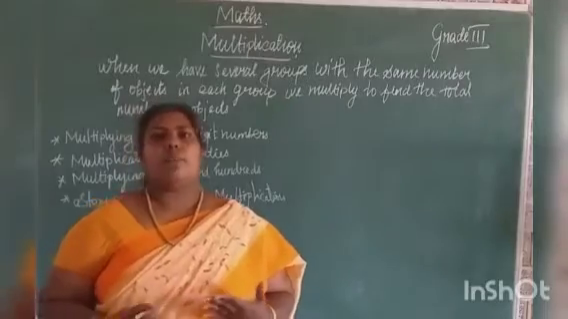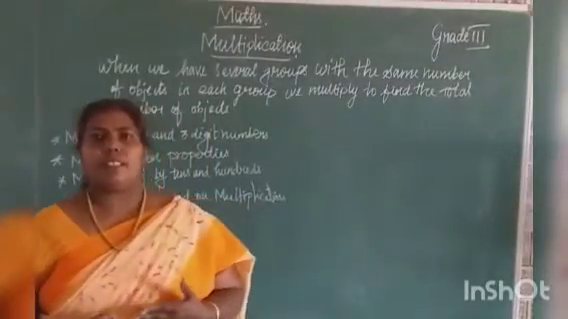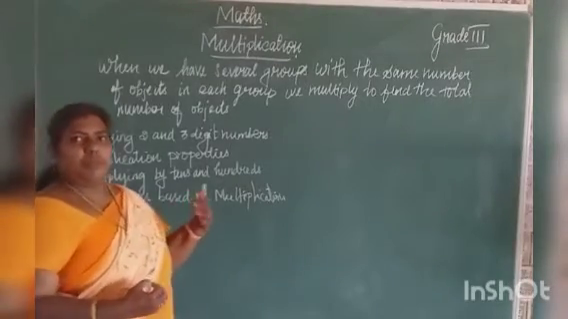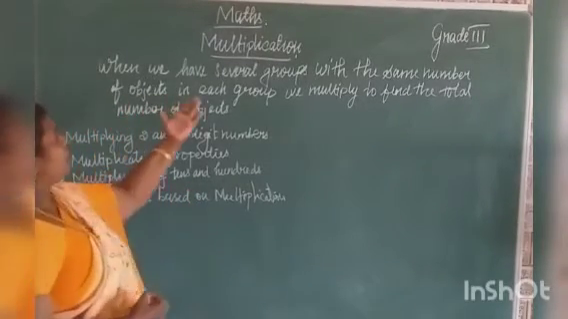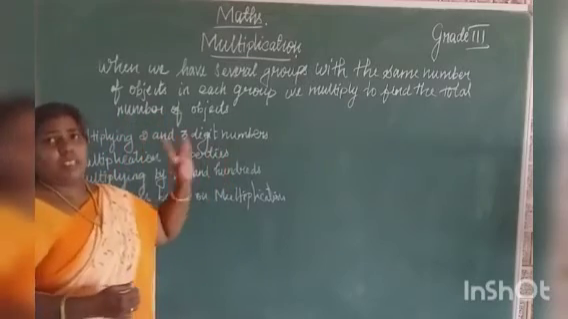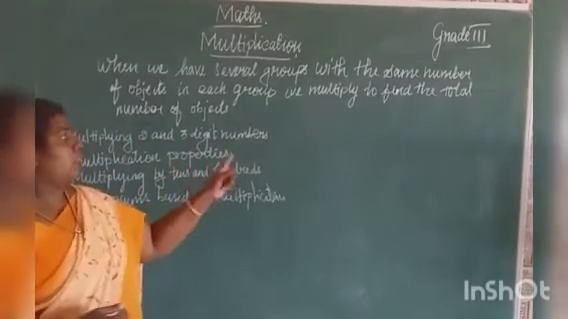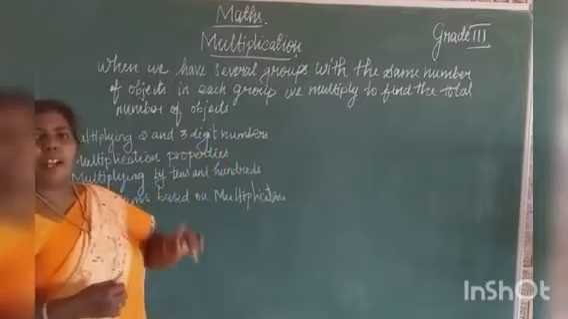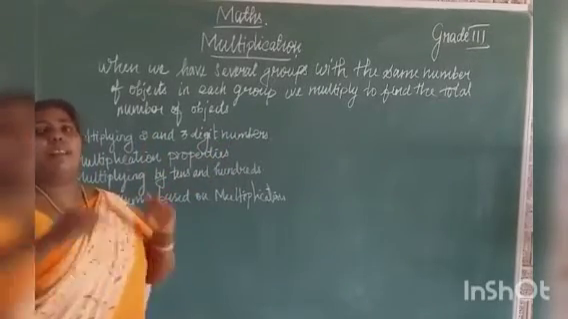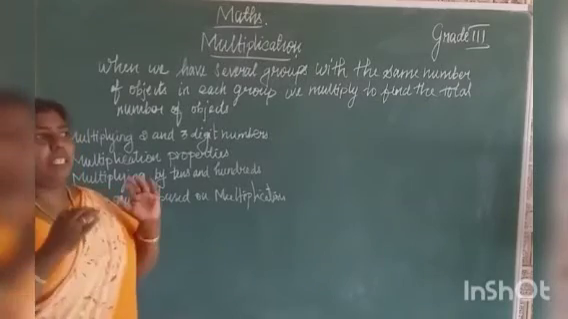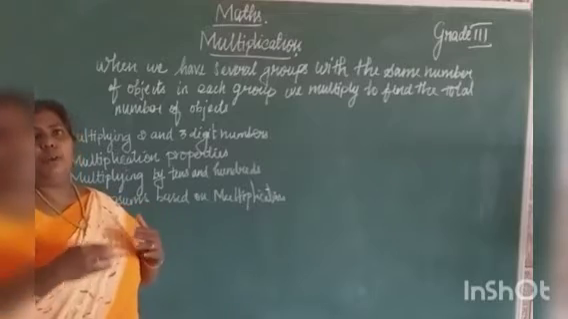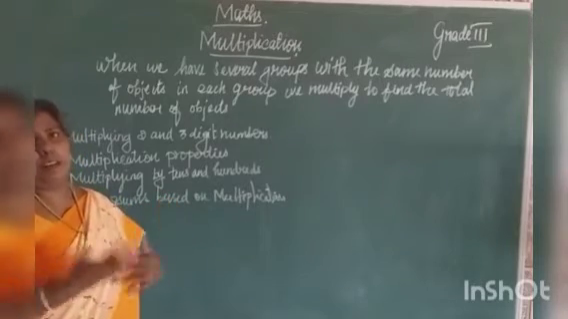Yes, I think you got some idea about multiplication, right? Yes, now we are going to discuss what is multiplication. Okay, multiplication means when we have several groups with the same number of objects in each, we know how to find the total number of objects.